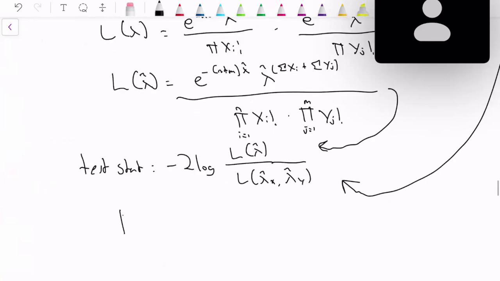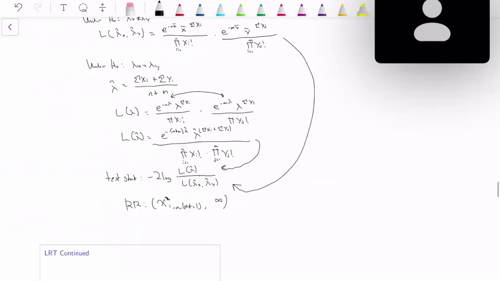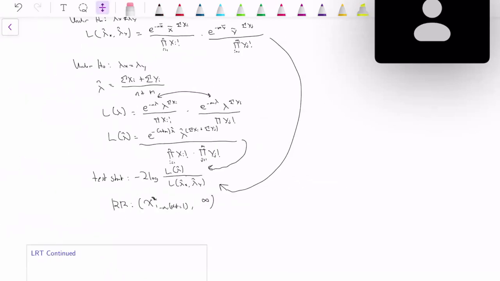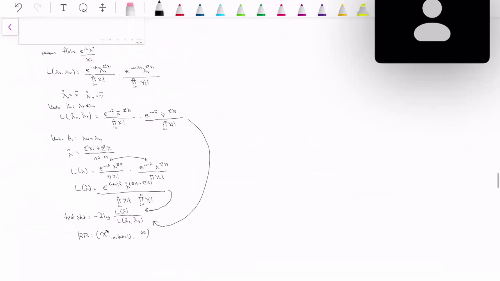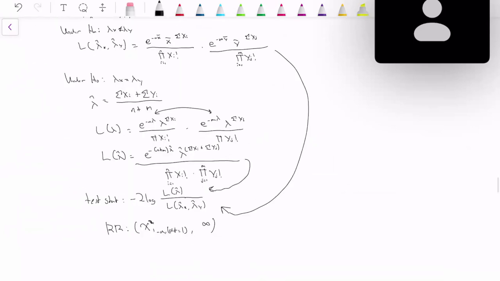So our rejection region is from the chi-squared 1 minus alpha quantile with 1 degree of freedom, to infinity. Let me double check and see if I can find the degrees of freedom real quick. Give me 1 second.